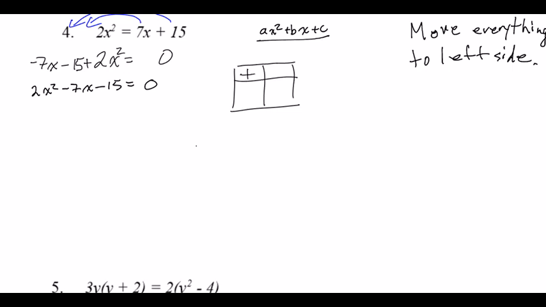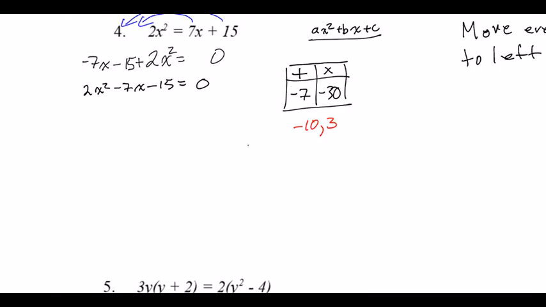So this is a number that adds to negative 7 and times to negative 30. The two numbers we need are negative 10 and 3. We'll use that for the left side decomposition of the equation. Decomposition ends up being 2x squared minus 10x plus 3x minus 15 is equal to 0.